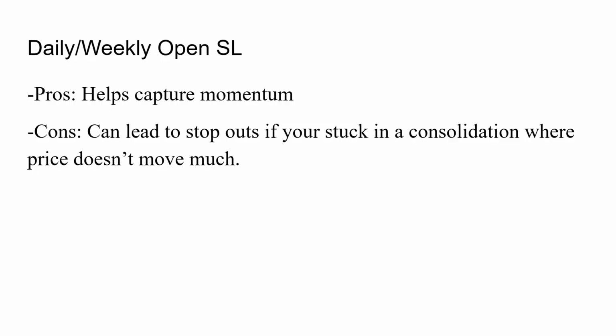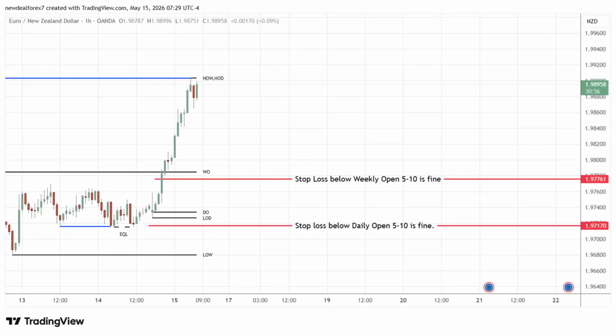Now the cons, though: it can lead to stop outs, and sometimes you get stuck in consolidation where price will just constantly pin the open price of the day or week. It's annoying, but I've seen it happen to me. But I did both in one for this example here. So I'll do the weekly first. Weekly open as well, same thing. If you're bullish for the week, once price starts to turn green, it should stay that way.